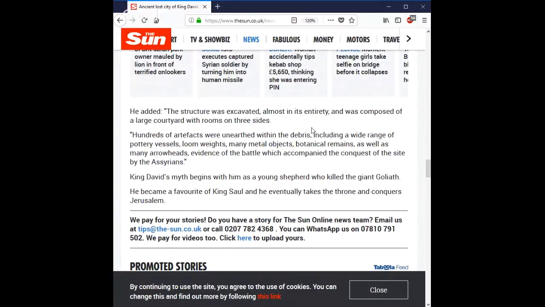But they go on to say the structure is excavated almost in its entirety, large courtroom, rooms on 3 sides, hundreds of artifacts, including a wide range of pottery vessels, loom weights, metal objects, botanical remains, that's where the carbon dating comes in, plant remains, arrowheads, many arrowheads, evidence of the battle which accompanied the conquest of the site by the Assyrians. And then they go on to say David's myth. They assume it's a myth. They call it David's myth. Okay? So these people are not prejudiced in favor of the Bible. That much is clear. But it matches what the Bible said should be there.